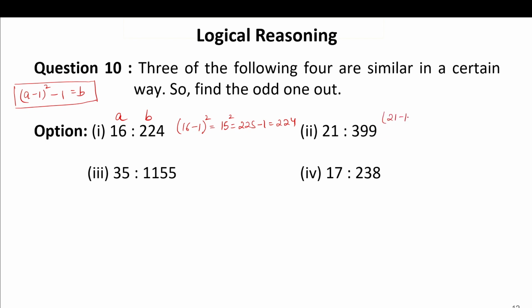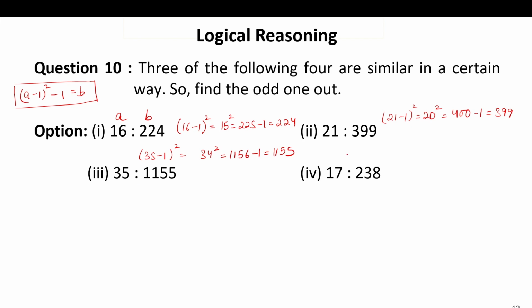Now let us look over here. This will be 21 minus 1 square, which will be equal to 20 square. This will be 400. And if I reduce 1, I'll get 399. Correct? Now let us look over here. This will be 35 minus 1 square. So this will be 34 square. And 34 square is equals to, sorry, 1156. And if I subtract 1, I'll get 1155. So this is correct for option number 3 as well.